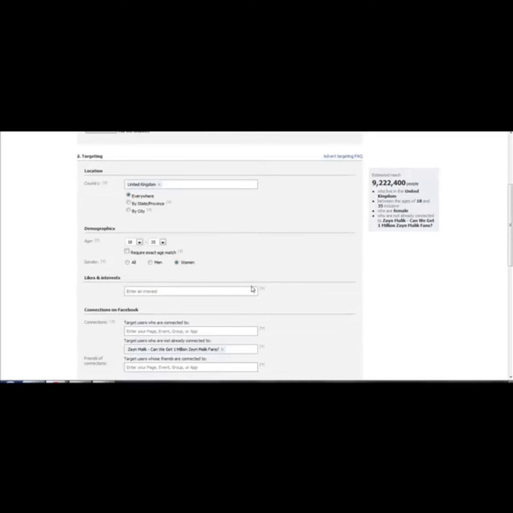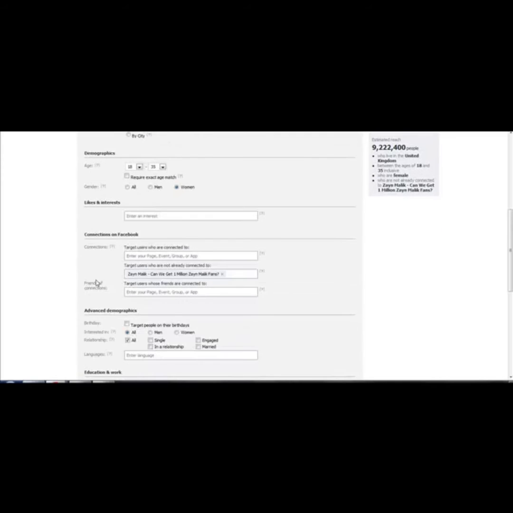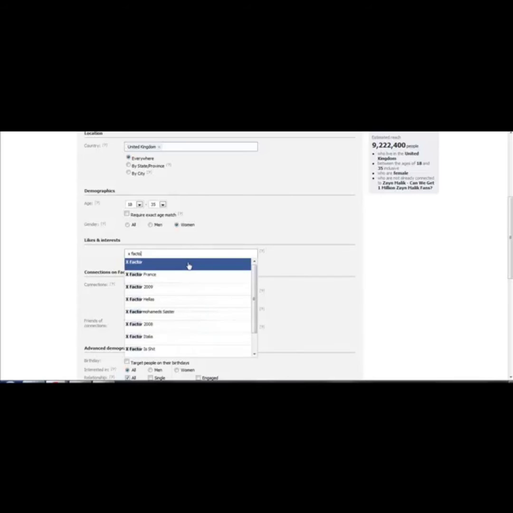It says here estimated reach 9 million people who live in the UK between the ages of 18 to 35 who are female, who are not already connected to Zayn Malik, etc. Now, this part is important: likes and interests. This is where you target the people who are fans of talent shows. For example, I put down something like X Factor.